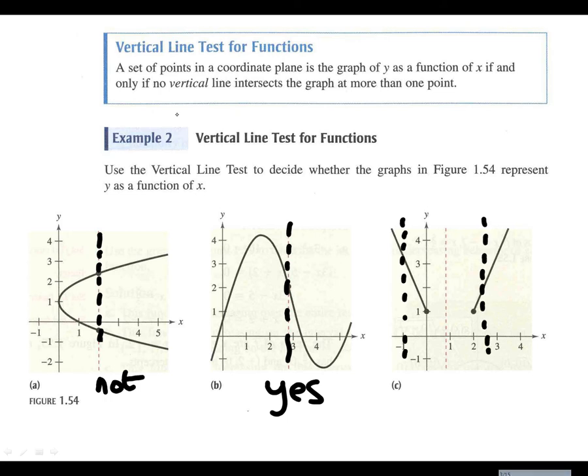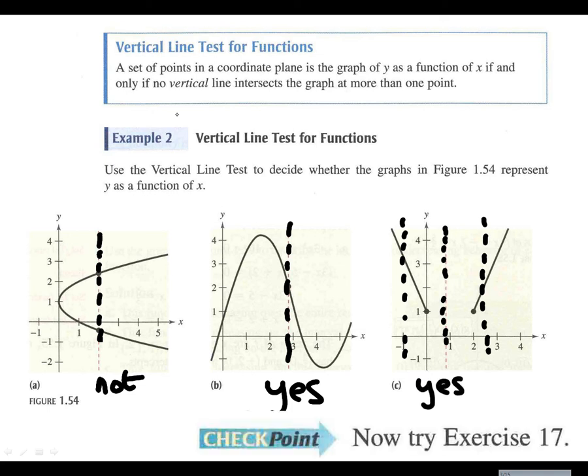Okay? However, right here, we're missing something. So the question is, what happens if there's a spot where we're missing something? Can we jump? Okay, so let's look back at the definition. Vertical line test, a set of points in a coordinate plane is the graph of y as a function of x if and only if no vertical line intersects the graph at more than one point. Okay, so in this case, we're okay. Still a function. So see if you can figure out if exercise 17 is or is not a function.